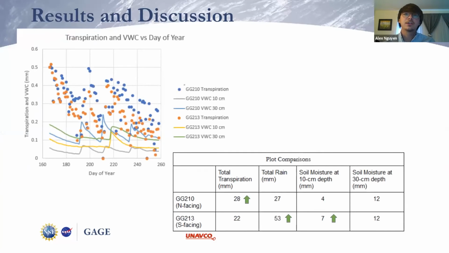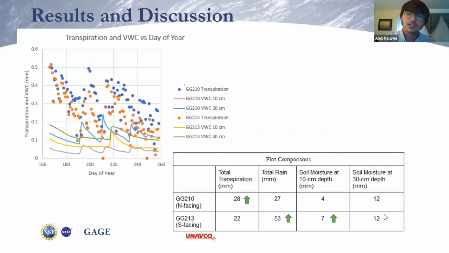So after running through the calculations, we found that plot 210 transpired around 28 millimeters, and it received a total of rain of around 27 millimeters. It also had lower soil moisture at 10 centimeter depths, and then had the same soil moisture at 30 centimeter depths compared to plot 213. Plot 213, on the other hand, transpired around 22 millimeters, received 53 millimeters of rain, and had higher soil moisture at 10 centimeter depth, and then again had the same at 30 centimeter depth.